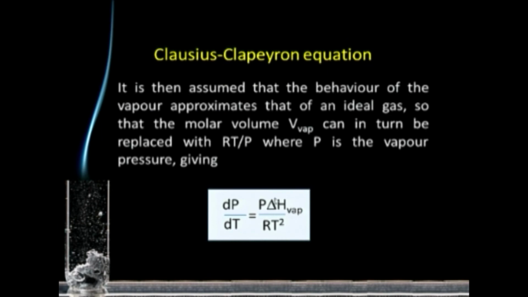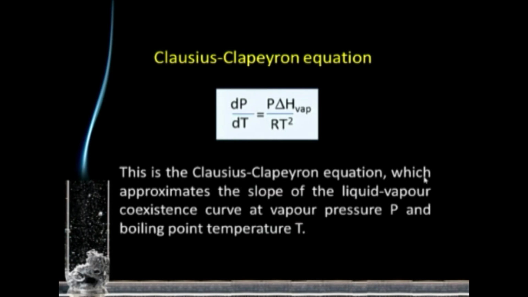It is then assumed that the behavior of the vapor approximates that of an ideal gas, so that the molar volume V vap can be in turn replaced with RT by P, where P is the vapor pressure, giving us the equation dP by dT is equal to P delta H vap divided by RT square. So, this is the Clausius-Clapeyron equation, which approximates the slope of the liquid vapor coexistence curve at vapor pressure P and boiling point temperature T.